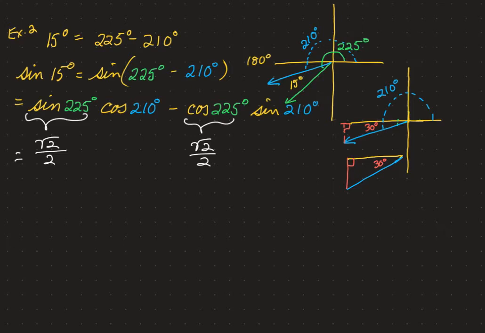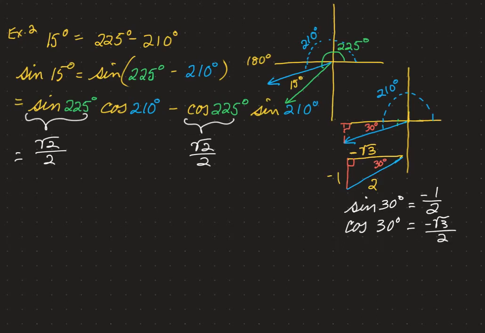The measures of these sides: the side opposite of 30 degrees is always 1, but in this case it's going down, so it's a -1. The hypotenuse is always 2, and the longer side, the side adjacent to 30 degrees, is the square root of 3. However, this is going in the negative x direction, so it's a negative square root of 3. So the sine of 30 degrees is the opposite over the hypotenuse. The cosine of 30 degrees is the adjacent over the hypotenuse.